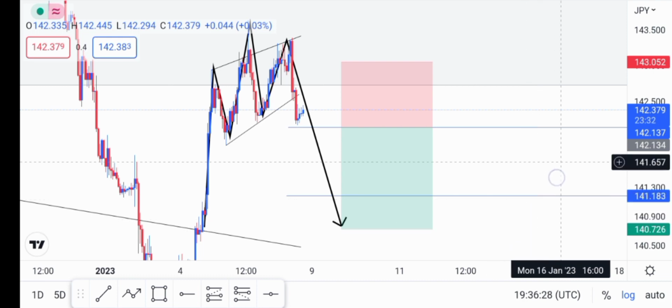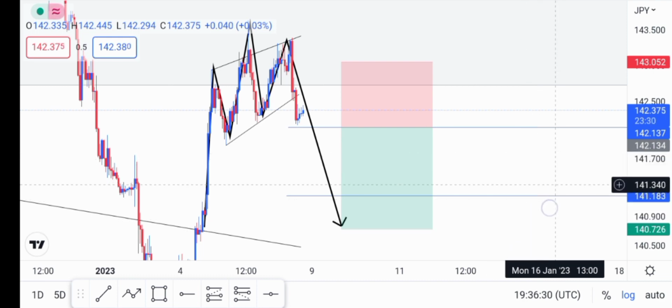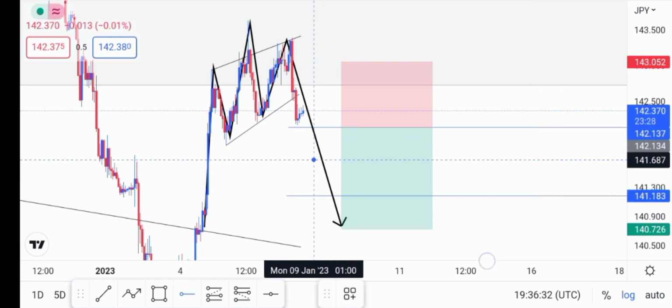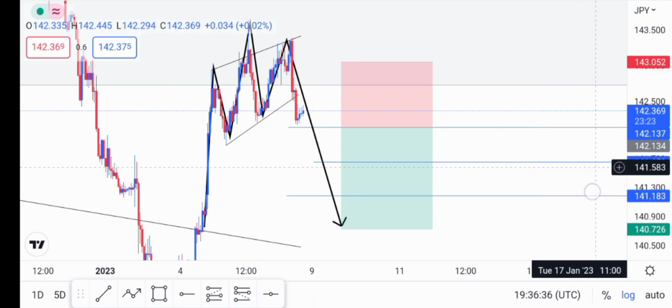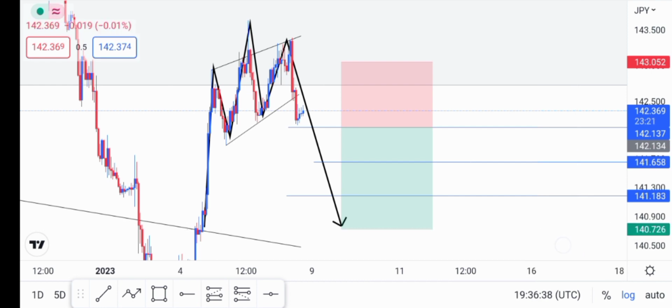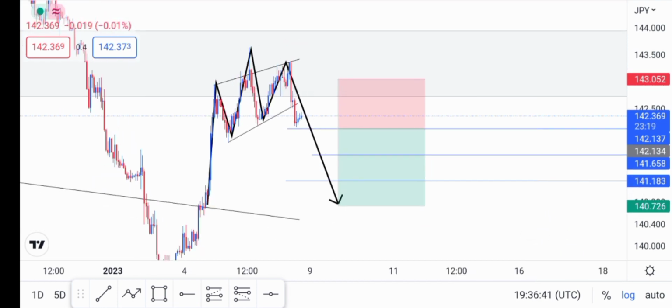But like I said, please use this first take profit right over here: the first take profit, second take profit, and overall take profit on this pattern here.